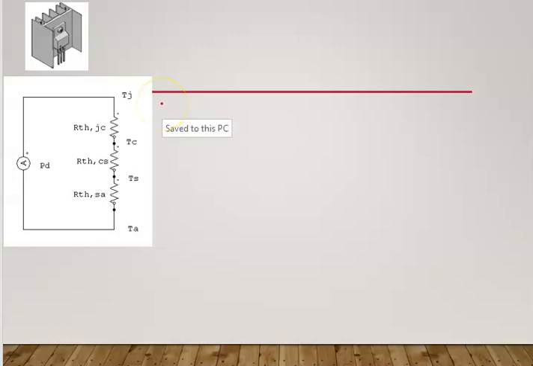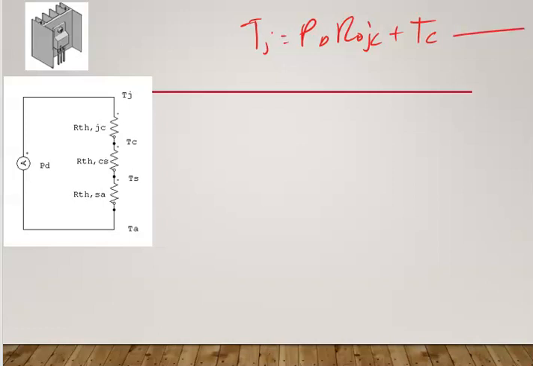Okay, we have done with Tj just now. So we found that Tj equals PD times R thermal from junction to case, plus Tc. So this is equation number 1.